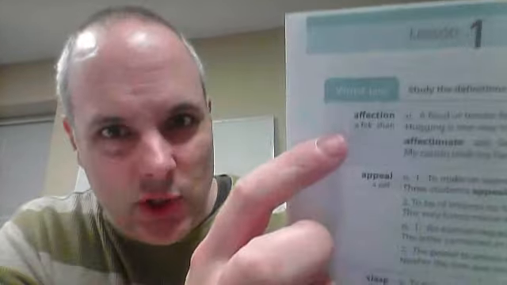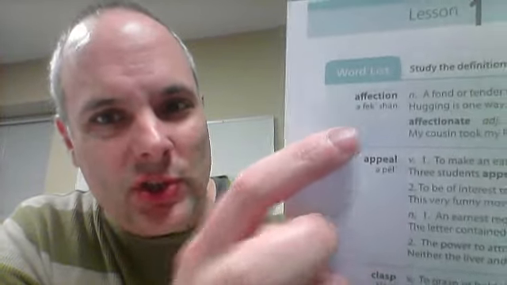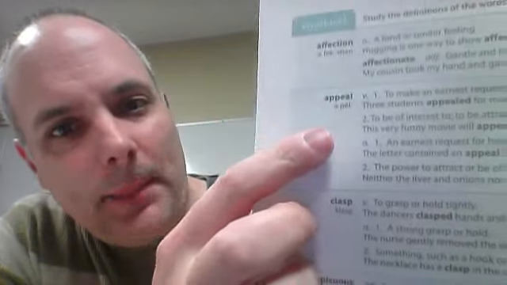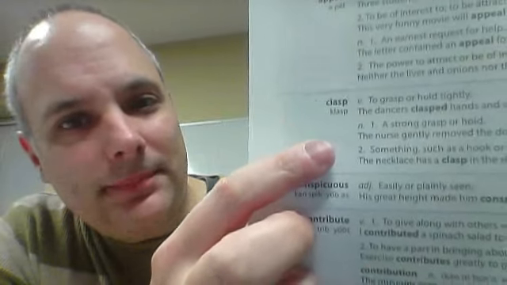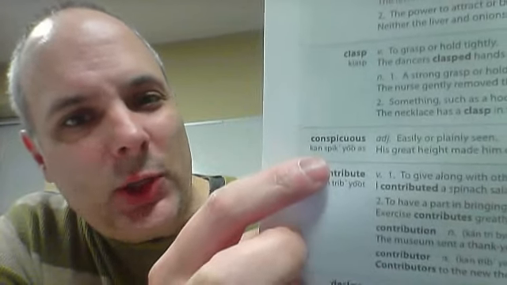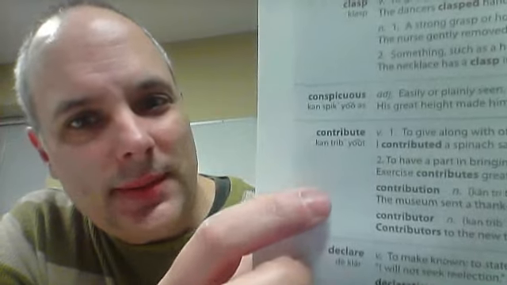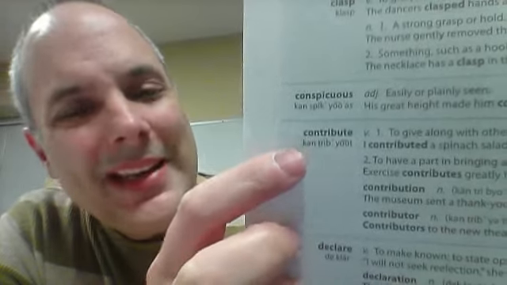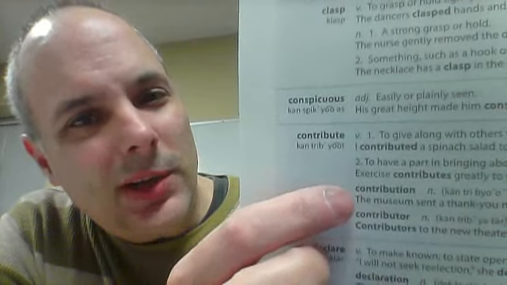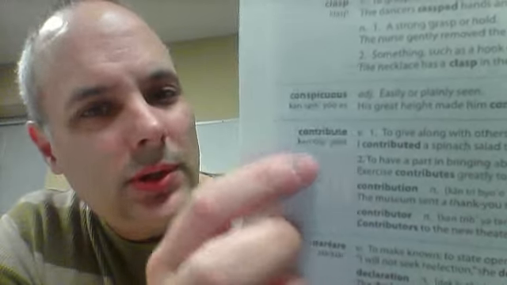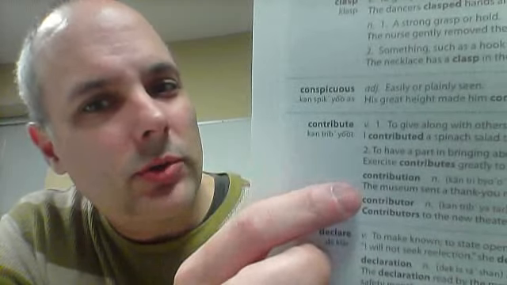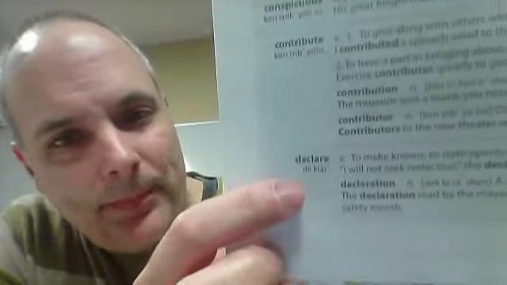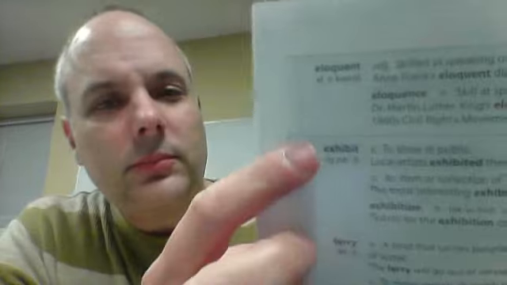So first thing, pronunciation. Number 1, affection. Appeal. Clasp. Conspicuous. Contribute. Okay, now be careful with this. This is contribute. The noun, we'll talk about the noun in a little bit, but it's contribution. Contribute, contribution. Declare.